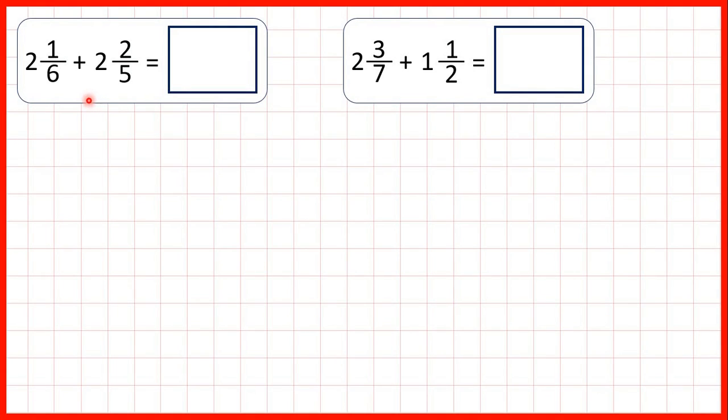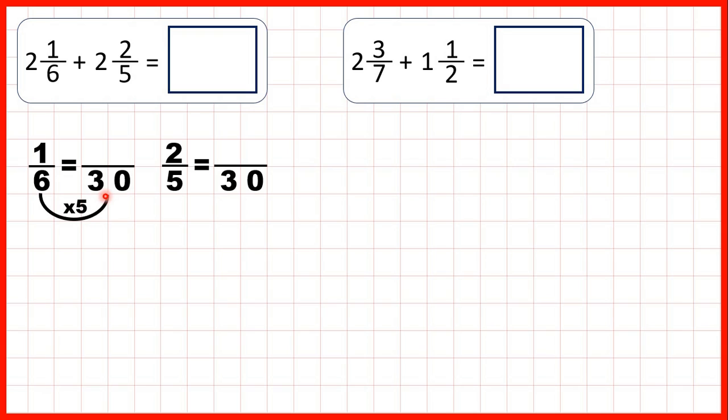Now for these questions we're adding mixed numbers, so we have 2 and 1/6 plus 2 and 2/5. But we know that to add fractions we need the denominators to be the same. Now the lowest common multiple of 6 and 5 is 30, so we can find equivalent fractions for 1/6 and 2/5, which both have a denominator of 30.